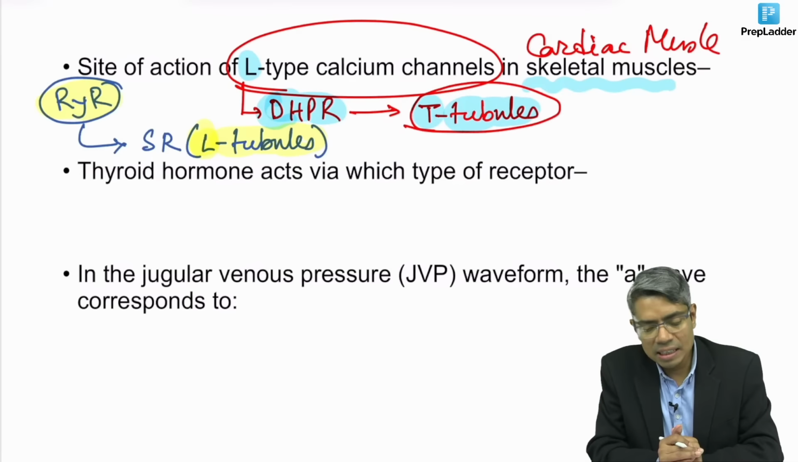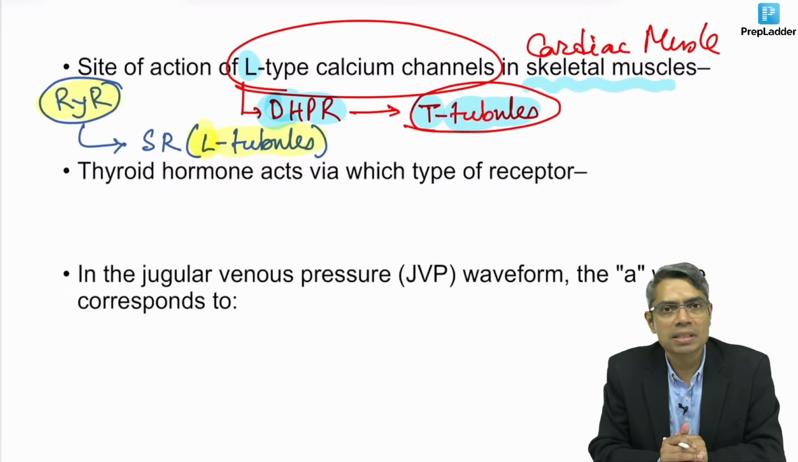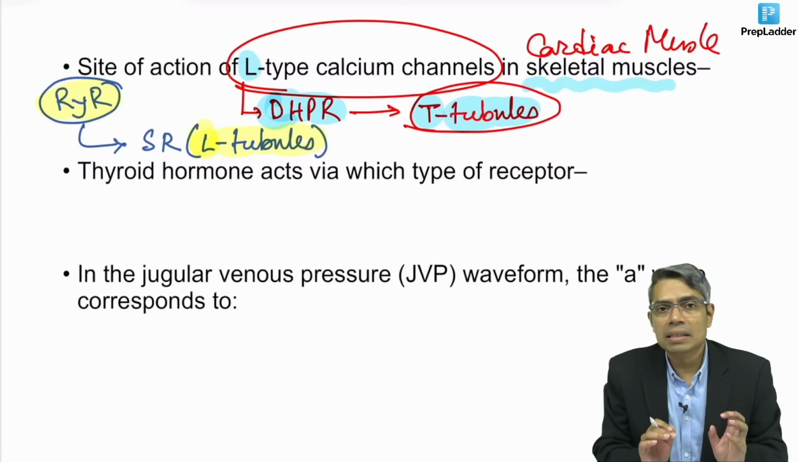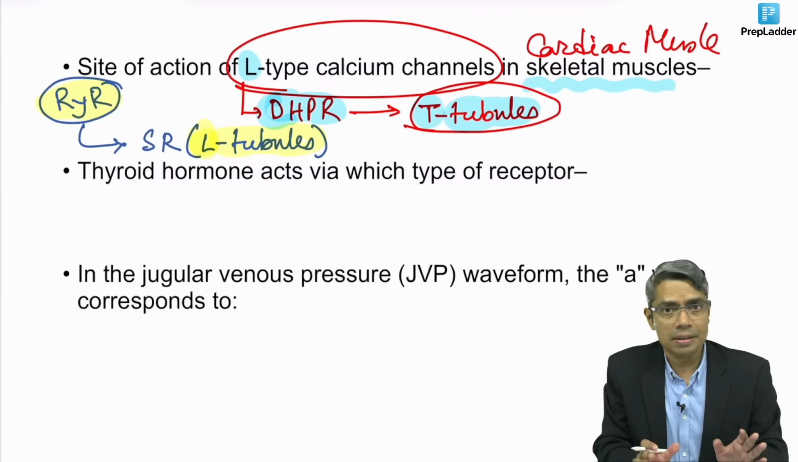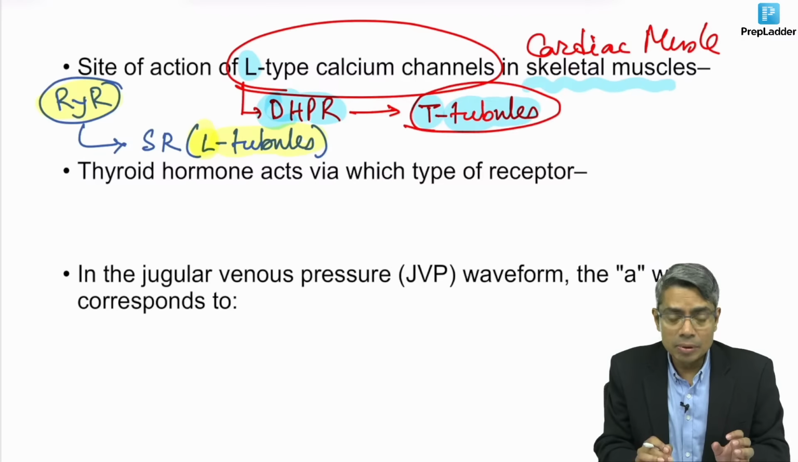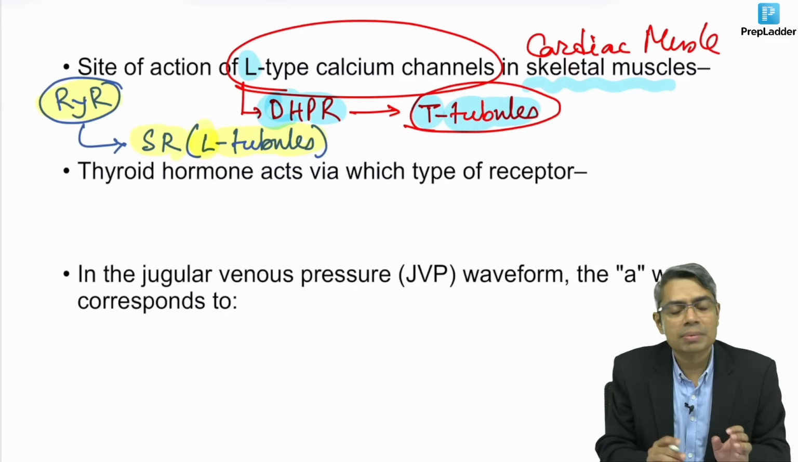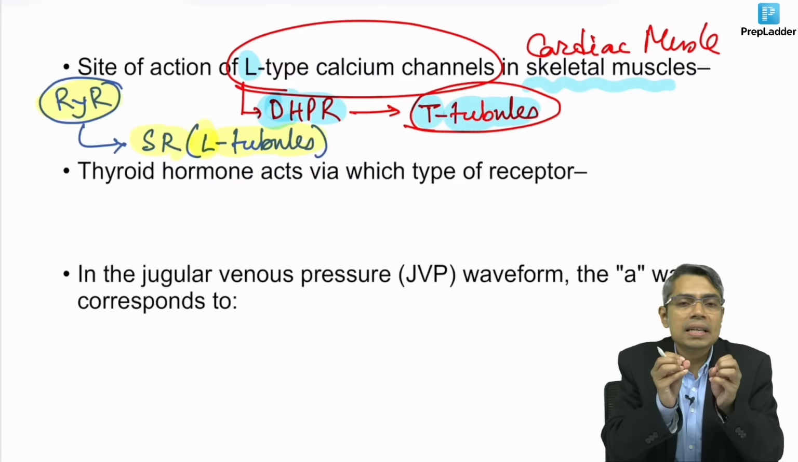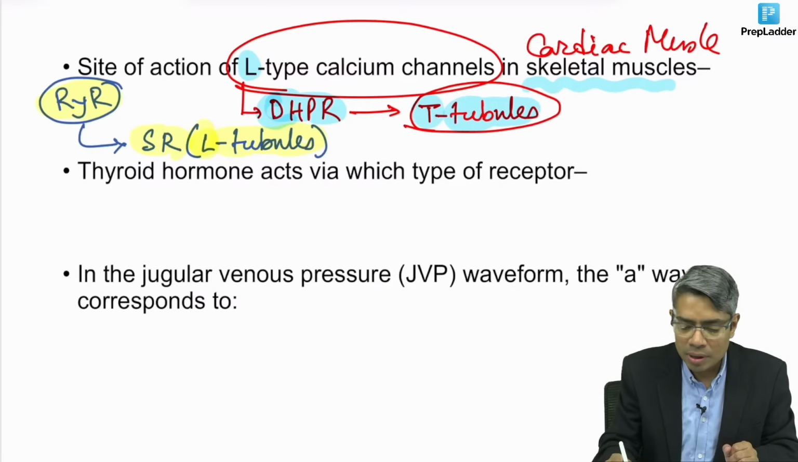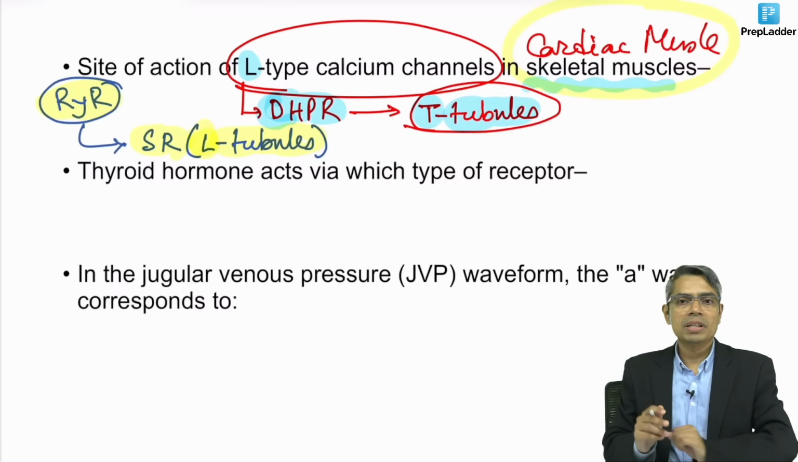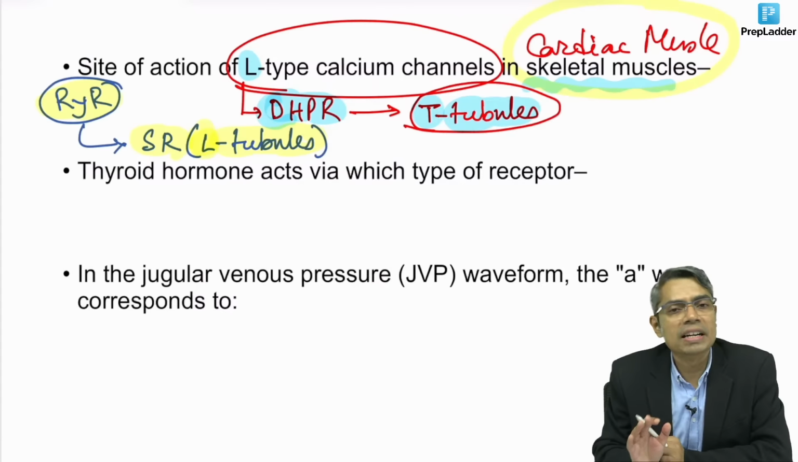Why am I saying skeletal and cardiac muscle again and again, not smooth muscle? In smooth muscle, the T tubule is absent, and the L tubule, which is the sarcoplasmic reticulum, is also rudimentary. That's why I have not taken the name of smooth muscle here. I am only saying cardiac and skeletal muscle, where the same kind of feature is there.